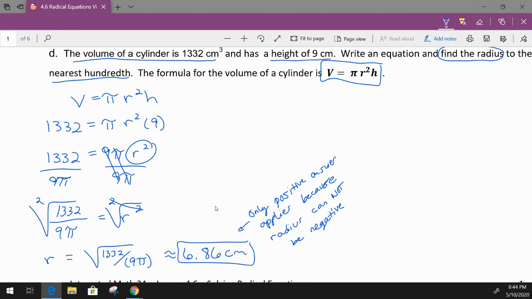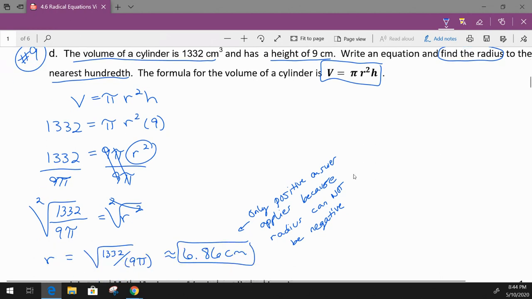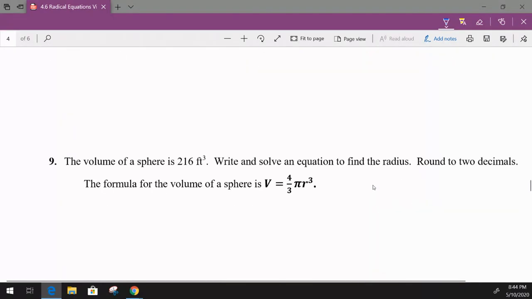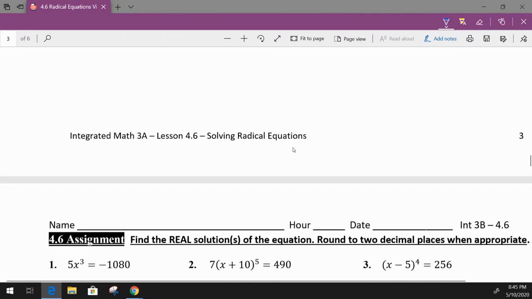Okay, so that is the story problem. There is one problem on your assignment that is like this. This is number 9. And let me just scroll to it really quick. See if the formula is given. Yes, it is. So you are given the formula. It's the volume of a sphere. So you're going to be putting that 216 in the place of your volume. But there isn't a height this time. It's just 4/3 pi r to the third. So you're, again, going to want to isolate that r to the third and take the third root of both sides. Okay. Going back.